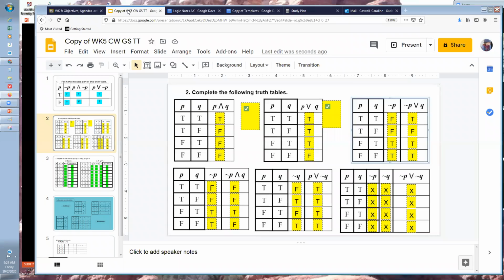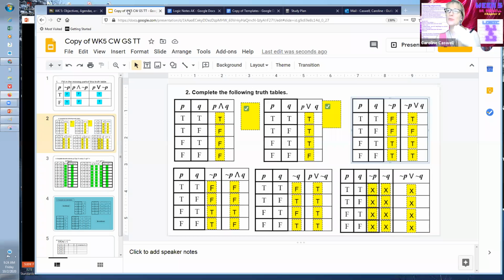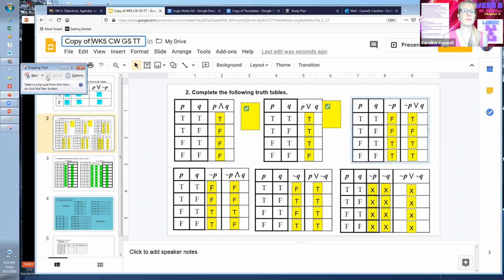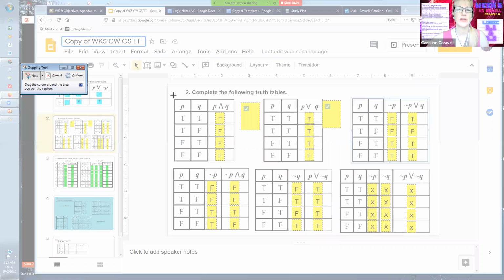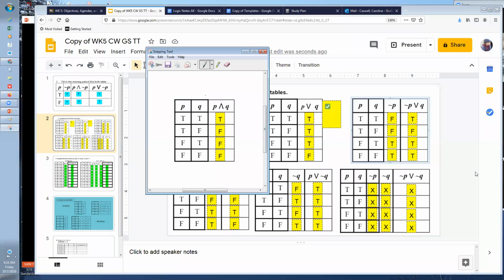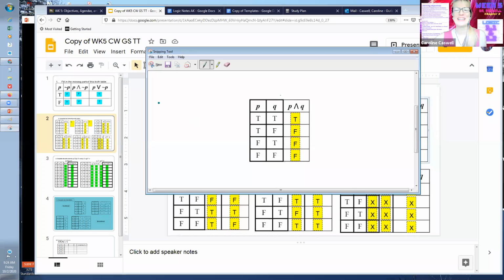Professor Caswell, can you go over the and again real quick? Sure. What happens with and is like the Venn diagram. Let me go back to the Venn diagram here. We did a lot more with the OR, didn't we? All right, so here's and.